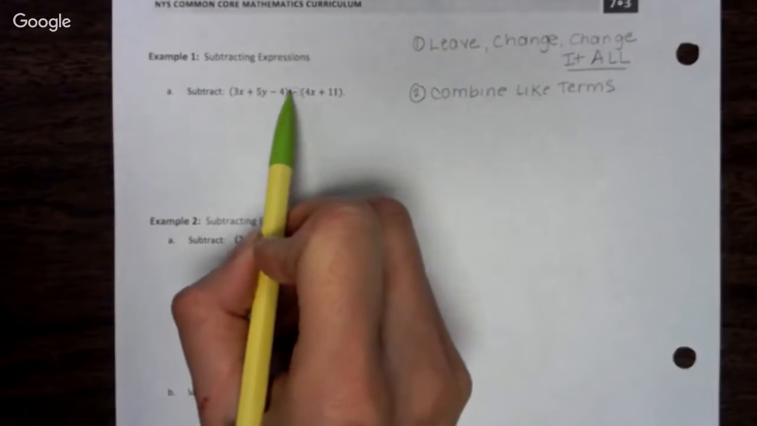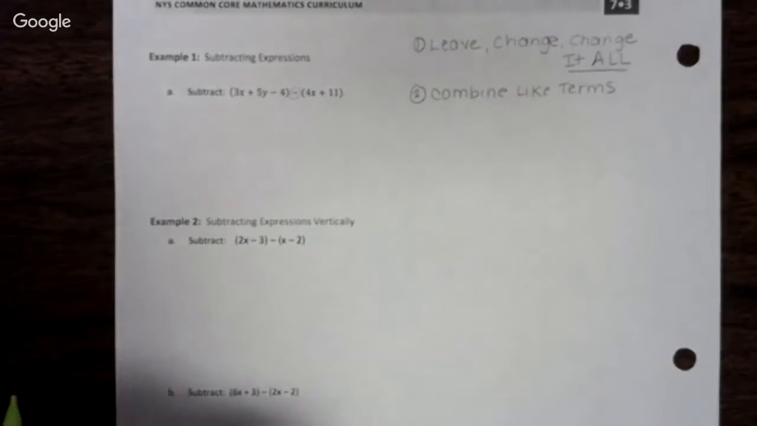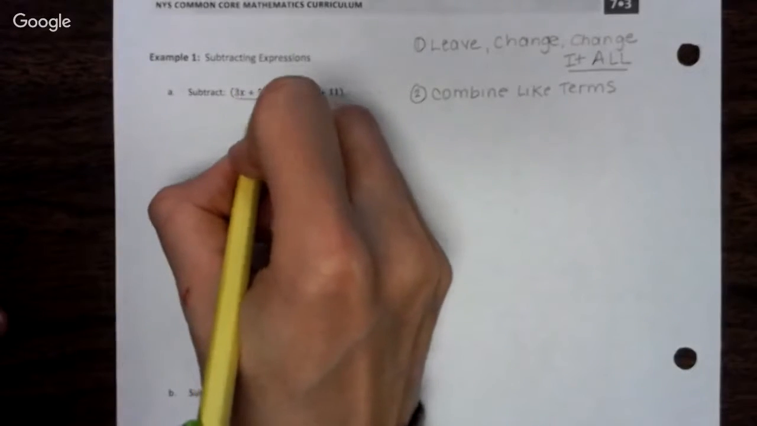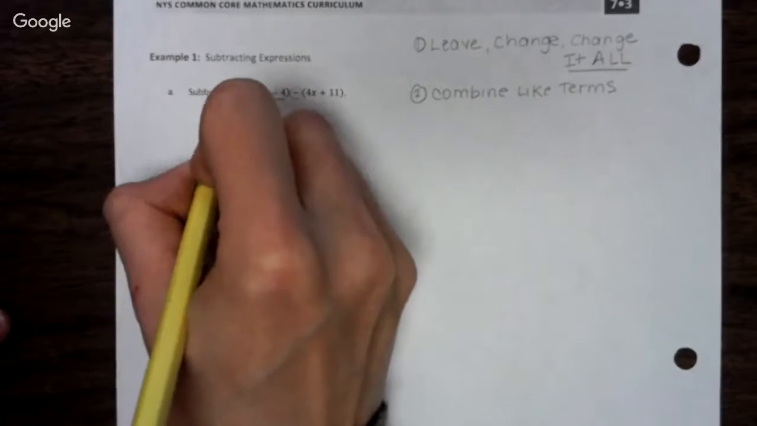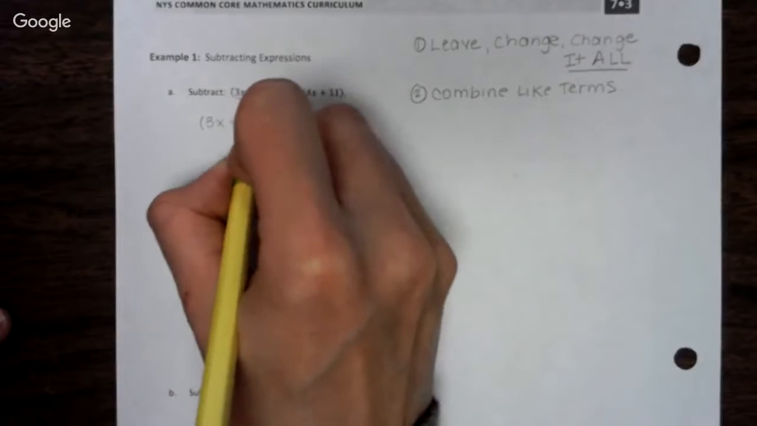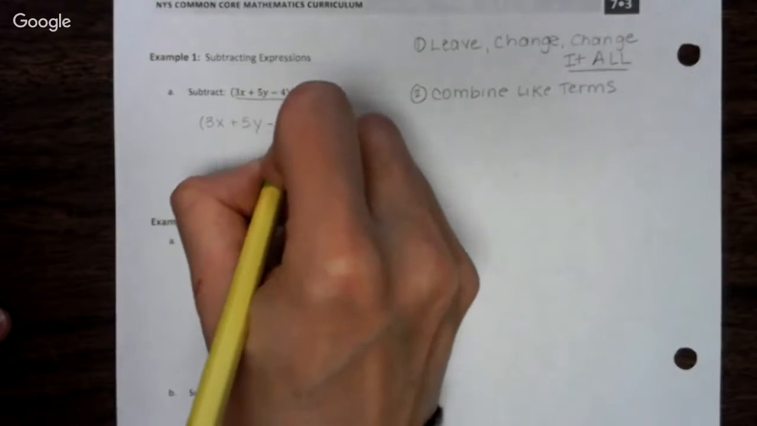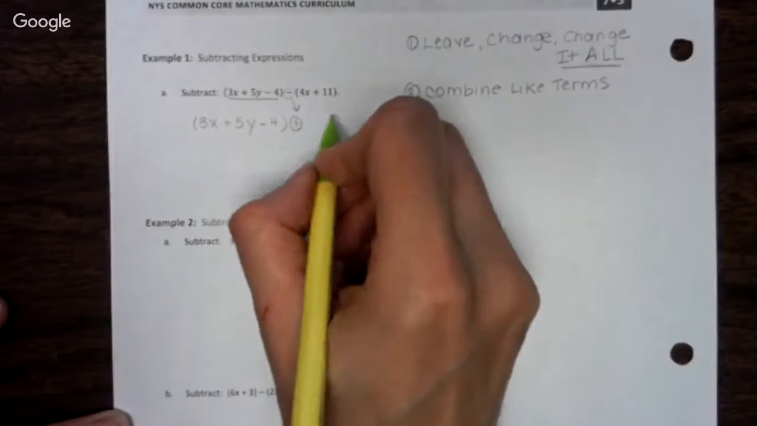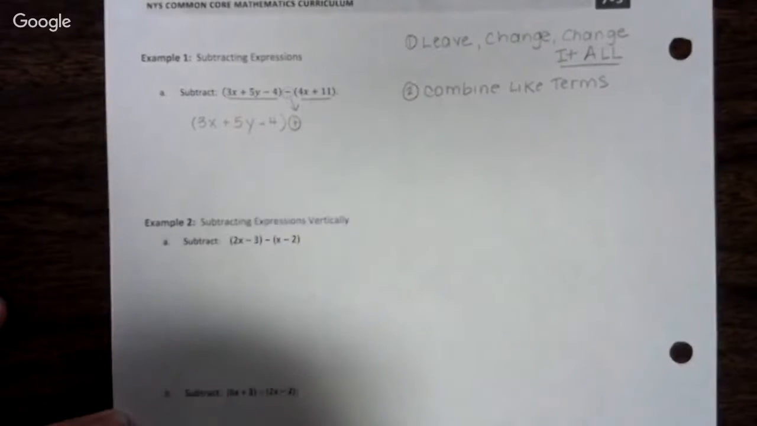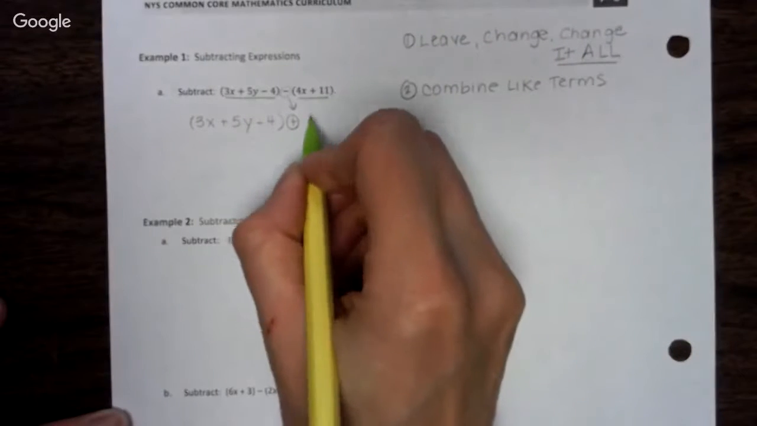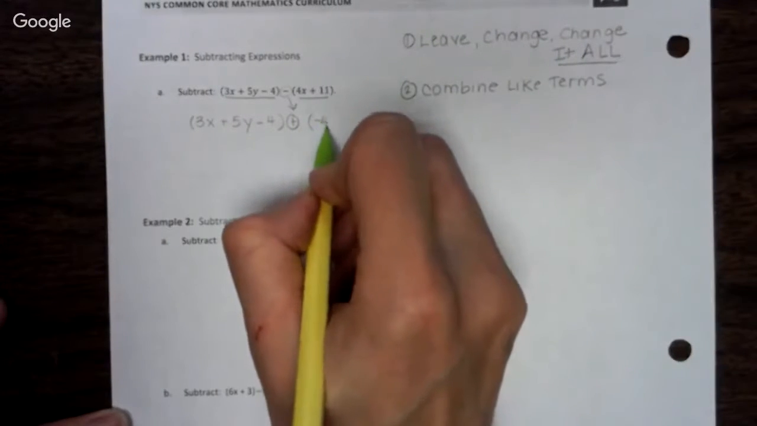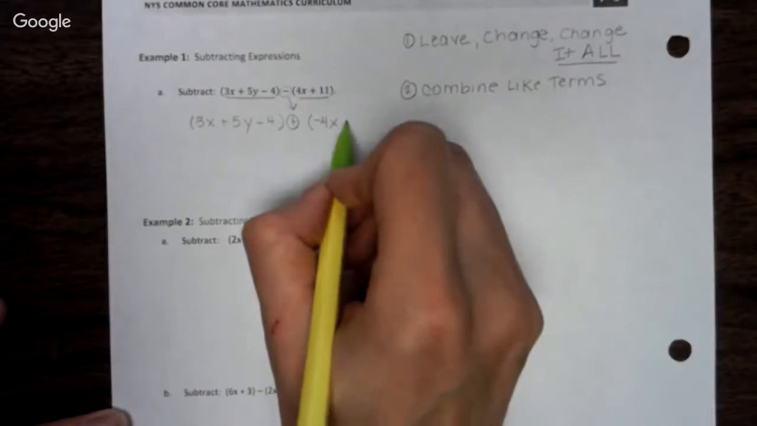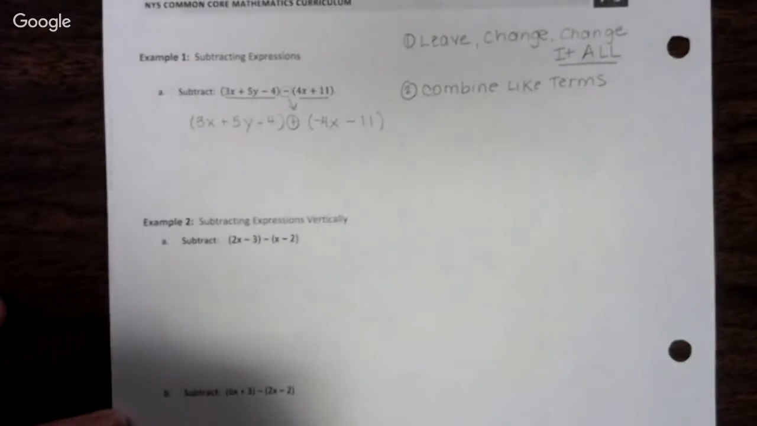So here we have a subtraction problem. Here's our subtraction problem in the middle. We are going to leave the first expression. So 3x plus 5y minus 4. That's the leave. We're going to change subtraction to addition. And everything in the second parentheses is going to go to its opposite. So 4x becomes -4x. Plus 11 becomes minus 11.